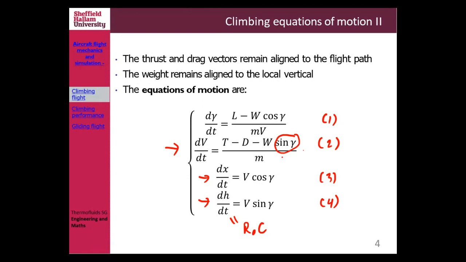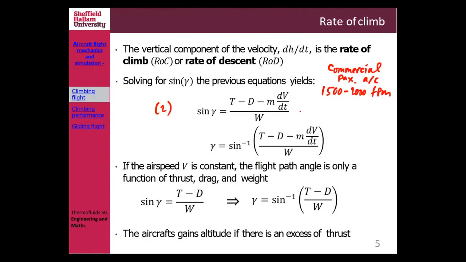So you know that sine gamma is over there together with W, but if you put that sine gamma to the other side and then dV/dt to the other side, then you will end up with this equation. Now, if you make gamma a single term, then you get the arcsine of whatever is inside that bracket, which is the one there on the top. Now, if the airspeed is constant, remember, I always say bear in mind when you read the exam questions, for example, if it says steady climb, which we're going to look at in the next slide anyway.